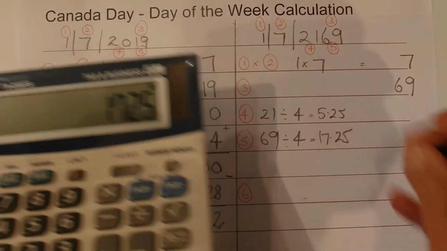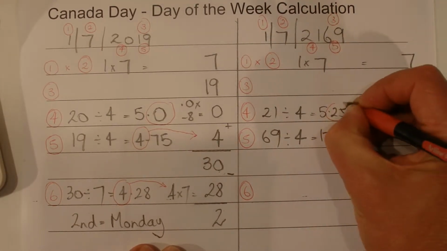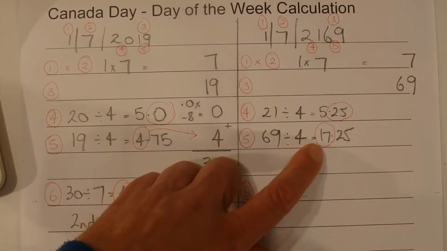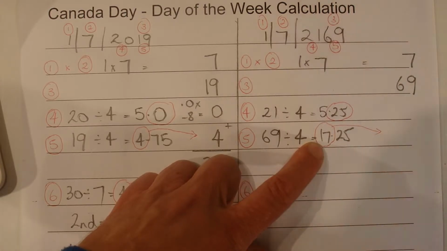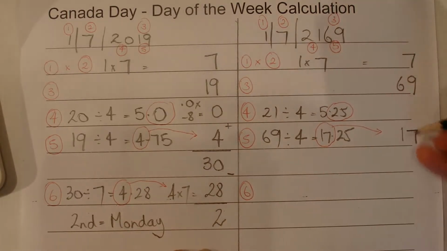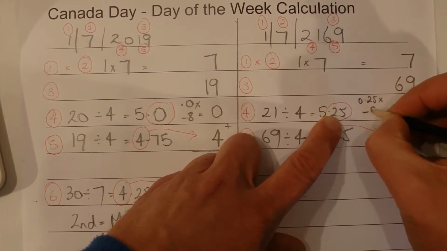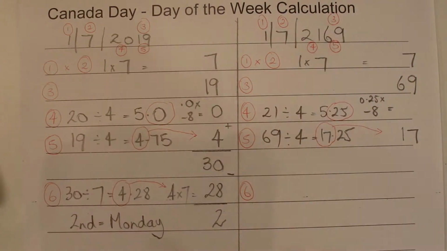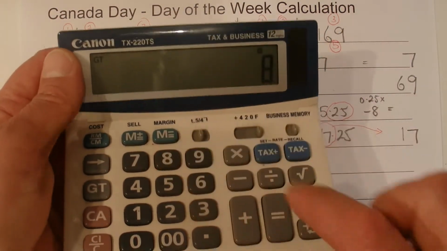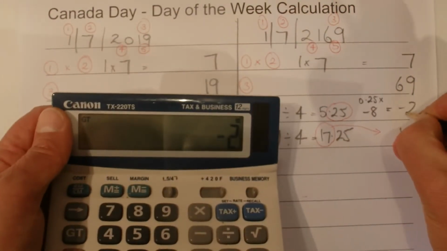equals 17.25. And then we're interested in either the 0.25 for line 4 and the 17 only for line 5. So just pick up the 17, the whole number, and put it over in the totals column on the right hand side. And with the 0.25 we need to multiply that by -8. So 0.25 times -8 equals -2 is the answer there.